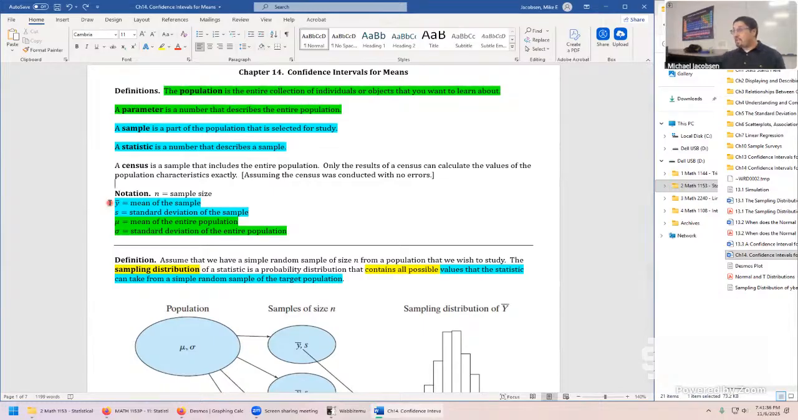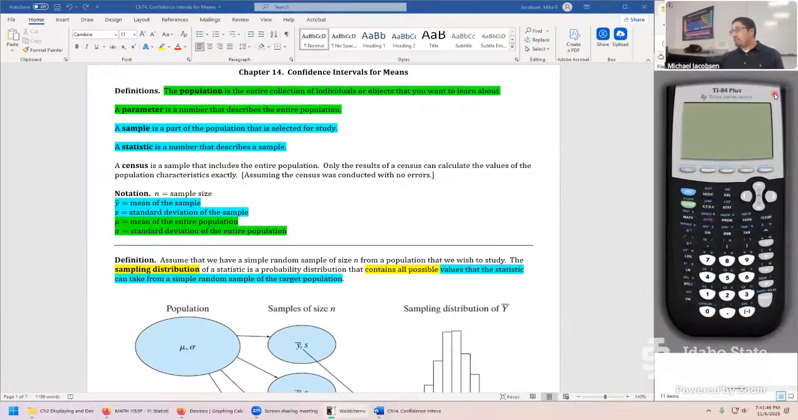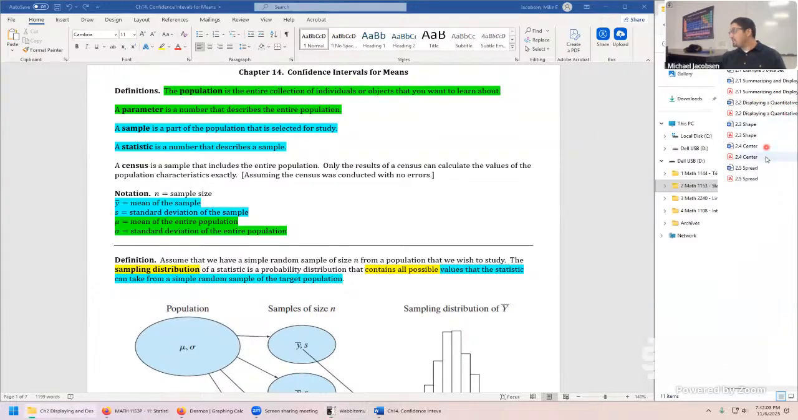Y bar is the mean of the sample. S is the standard deviation of the sample. You can go back to chapter 2 on just how we calculate those things. We mostly made the calculator do the work for us and then interpreted what they were trying to say about the data. Y bar is the center of the data. We hope the data is symmetric, so it doesn't move too much in one direction, according to skew. And S describes the standard deviation, how spread out the data is.